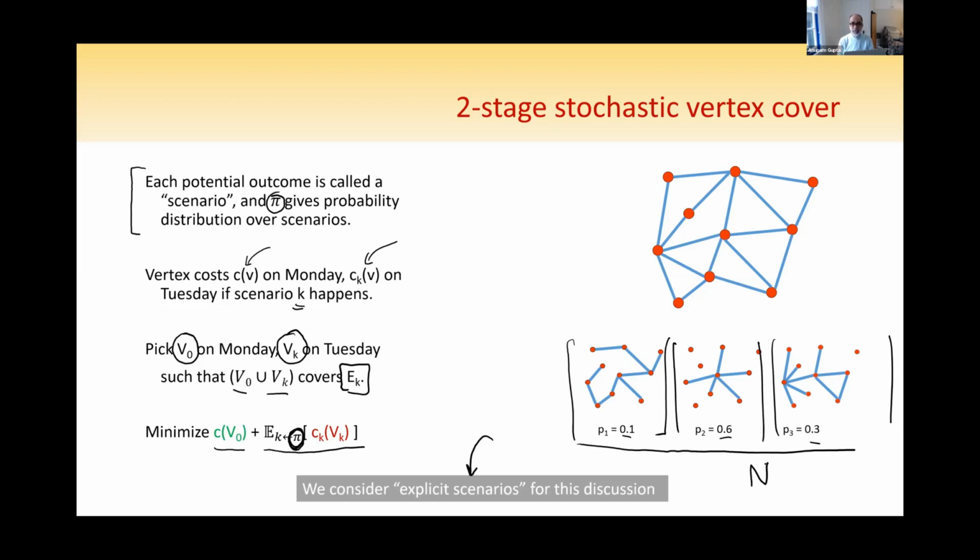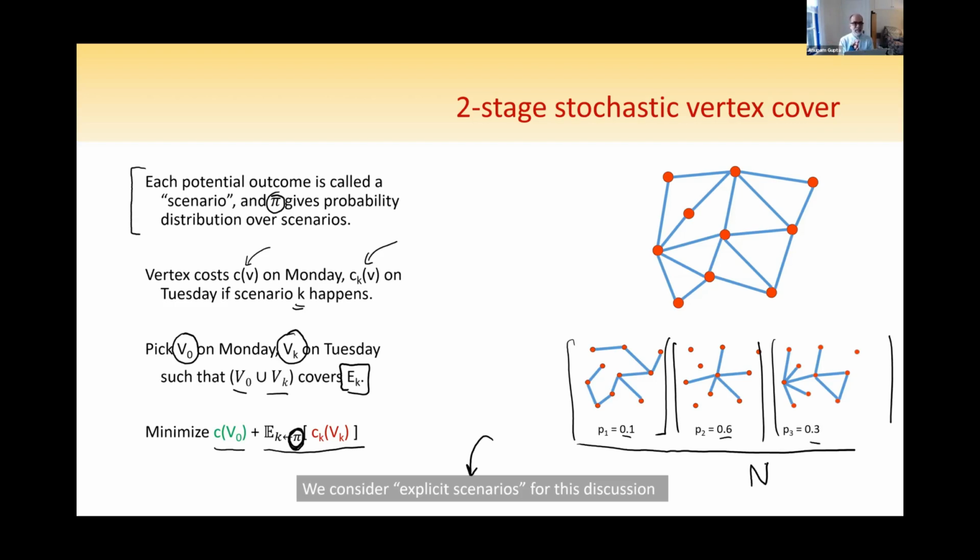Now, of course, you might say this capital N could be of size 2 to the k, or 2 to the number of edges. So I should be worried, how am I even going to read this list in reasonable time? But let's not worry about that for the moment. We'll come back to this question. This is a very important question. We'll come back to it. But right now, I give you this explicit list, and I say, okay, solve this.